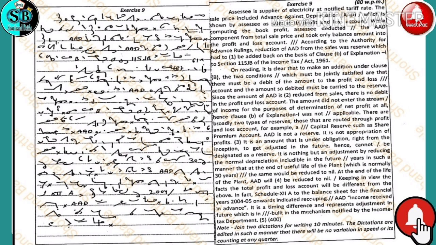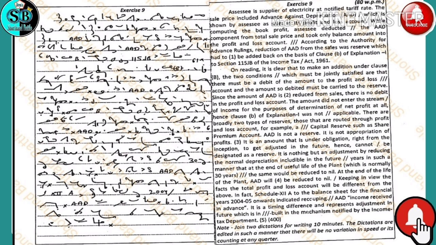SSE is supplier of electricity at notified tariff rate. The sale price included advance against depreciation (AAD), which is shown by SSE as sales in its profit and loss account. While computing the book profit, SSE deducted the AAD component from the total sale price and took only balance amount into the profit and loss account.